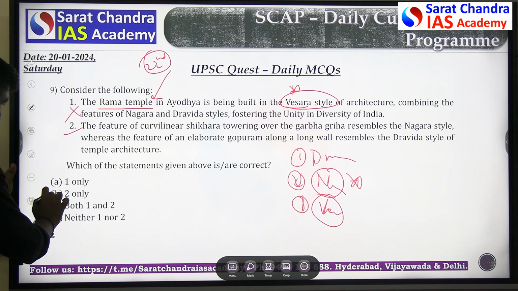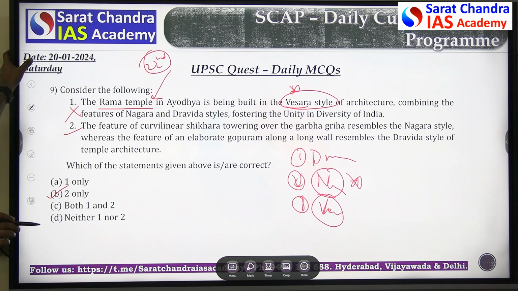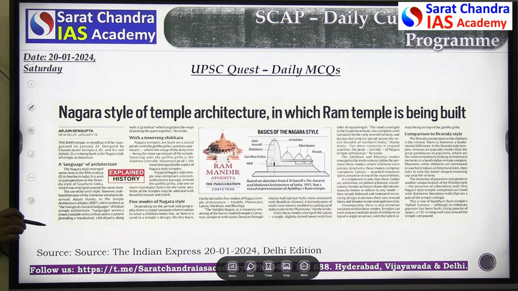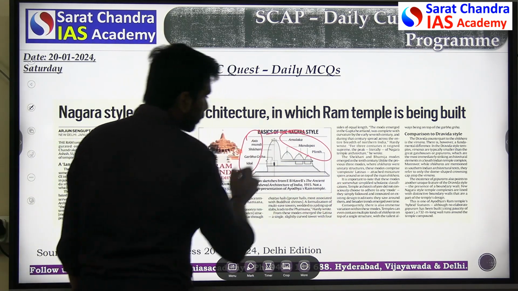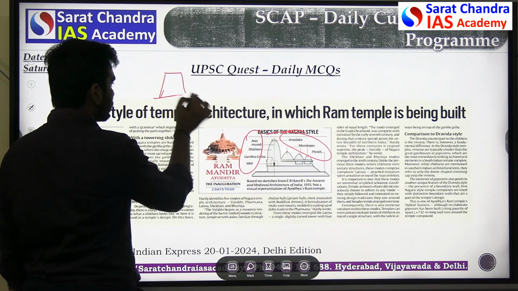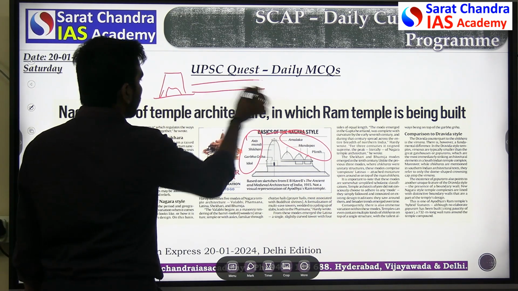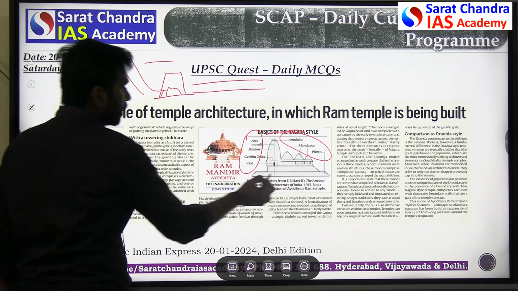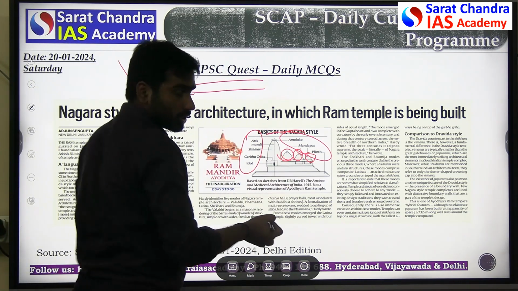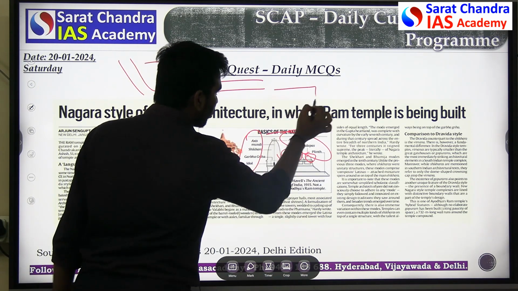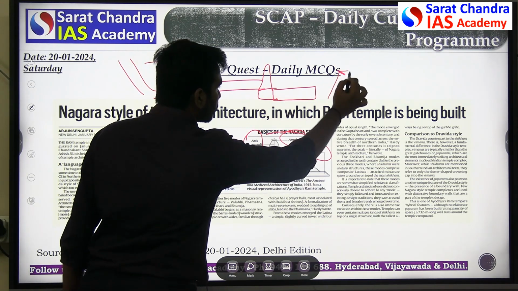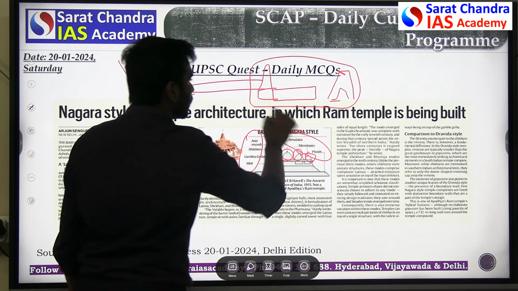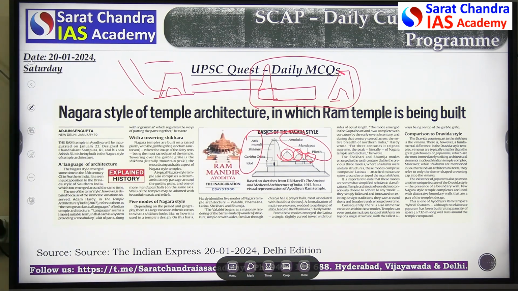So this is the context, the Nagara style of architecture in which the Ram temple is being built. You need to know what the things are in Nagara style of architecture. At the same time, the Gopuram is present in Dravida style of architecture with long walls. At the same time, there are no such mandapas in Dravida style of architecture. It is completely flat. And finally, one tall Vimana, and in front Gopura. So this is the structure of Dravida. You need to know the difference between the Nagara style of architecture and Dravida style of architecture.